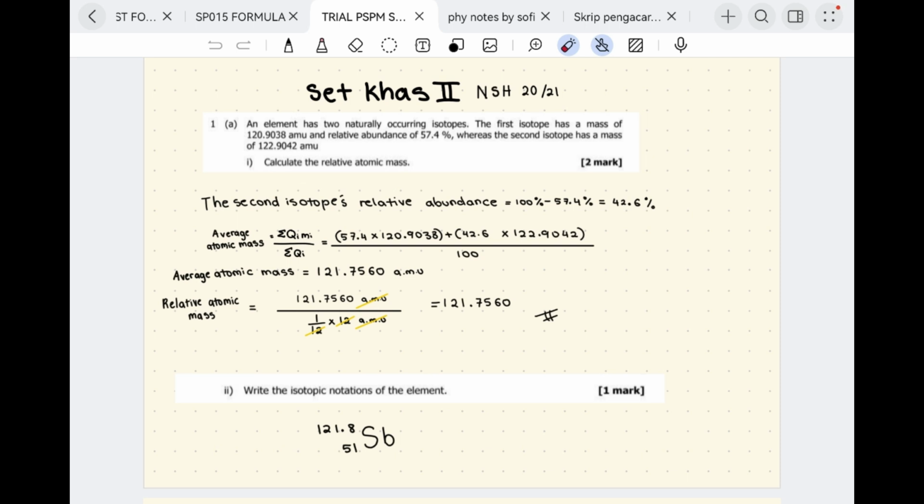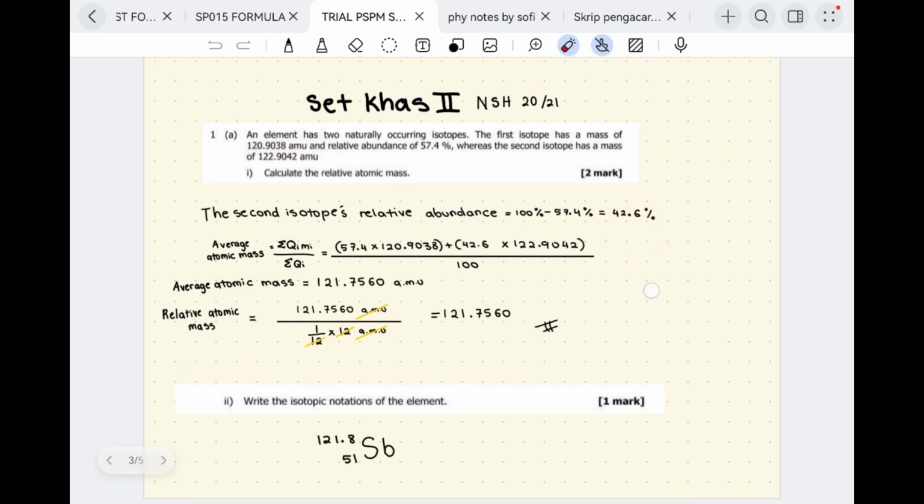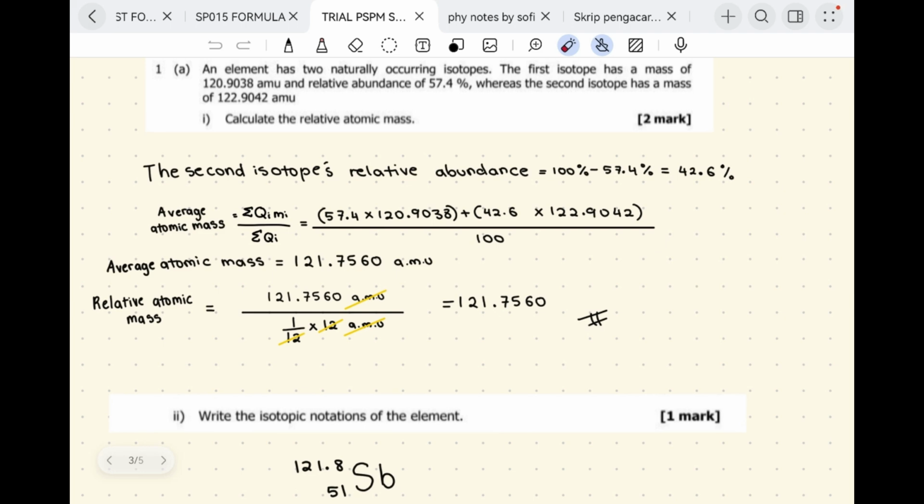Okay, to find the relative atomic mass, we need to use the formula of average atomic mass. To use it, we need to know the relative abundance of both isotopes. But now we only know the relative abundance of one isotope. As we know that the overall percentage is 100, we just need to subtract the relative abundance given here to get the relative abundance of the other isotope. After the subtraction, we get the relative abundance for the second isotope, and then we can substitute all the information in this formula.